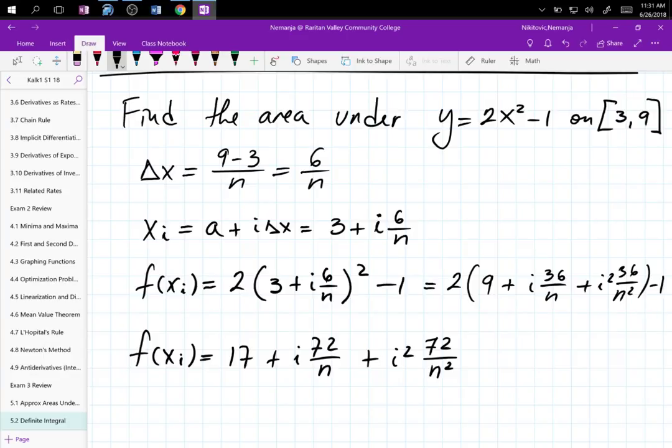You have to do these 3 things. Thing number 1, thing number 2, thing number 3. And you have to do them in this order because clearly xi is using delta x, right? And then f of xi is using xi. So this is the only order.